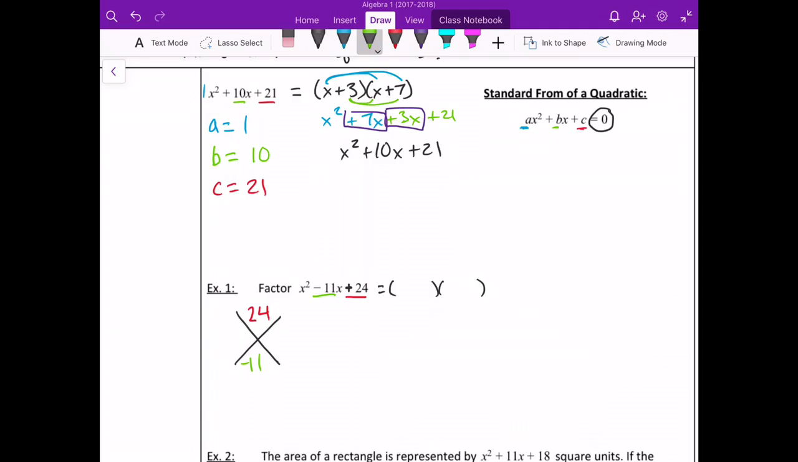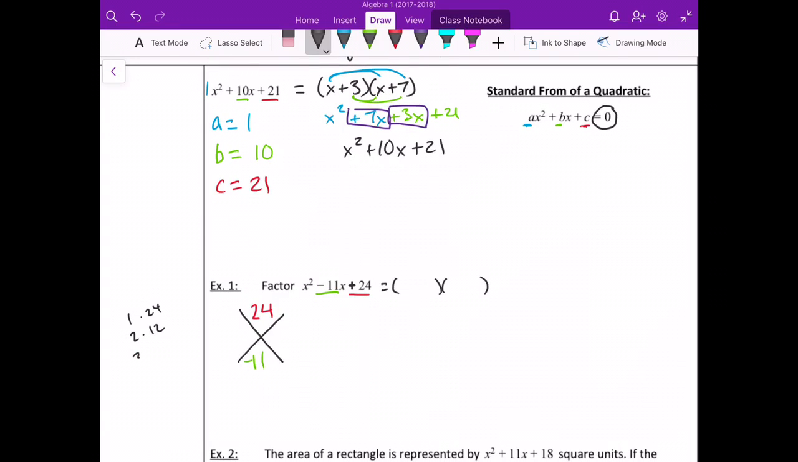So what two numbers multiply to give me 24, but add up to -11? Well, if you think of your multiples of 24, okay? You don't really have to write this out, but if I think of it, I have 1 times 24. That's obviously not going to add up to 11. 2 times 12. That's not going to add up as well. That's 14. 3 times 8. 3 plus 8 is 11, but it's a -11, right? So how about -3 and -8? Wouldn't that work out?